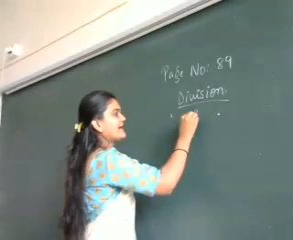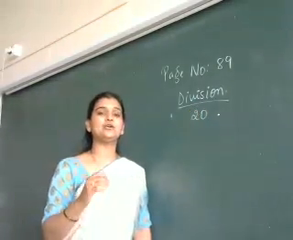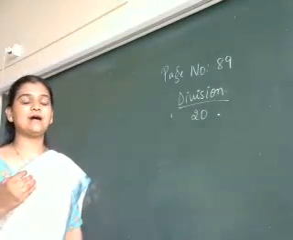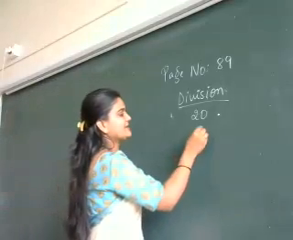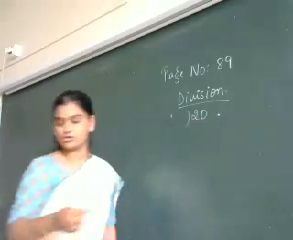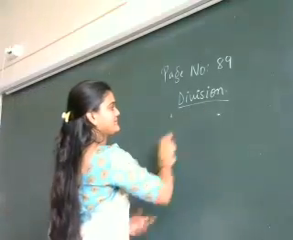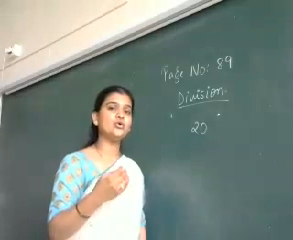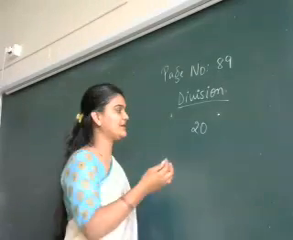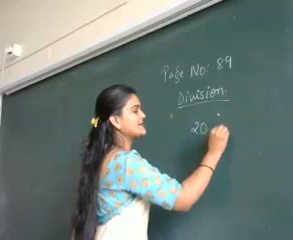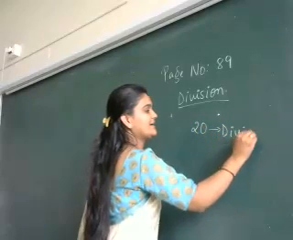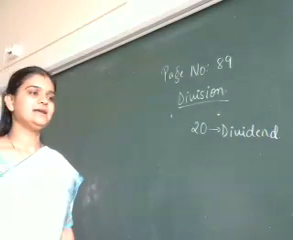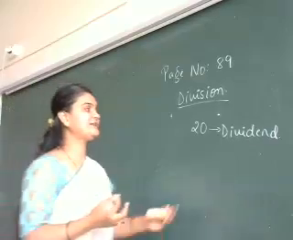Now, if you want to divide 20 by 2, okay? If you want to divide 20, how many times you can subtract it? Now, see here, if you are dividing it by 2, the number 20, if you want to divide it by 2, 4, 5, example, okay? Here, 20 will be known as... What is 20? Dividend.